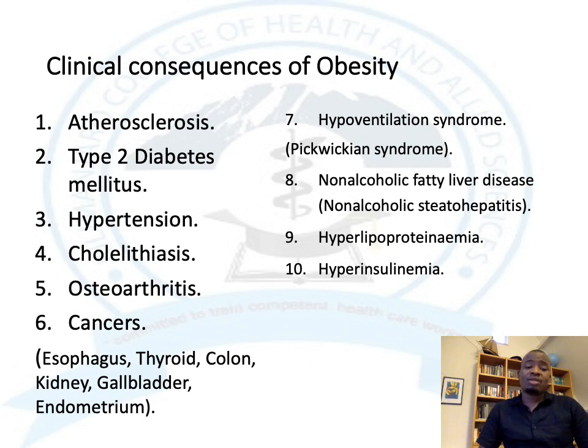Clinical concerns of obesity: it can cause atherosclerosis, hardening of the blood vessels; type 2 diabetes mellitus because of insulin insensitivity; hypertension, with narrowing of the blood vessels; and cholelithiasis, because someone who is fat is more likely to form gallstones. Also osteoarthritis, a problem in the joint which is not caused by inflammation but by disorders in the joint because of obesity and overuse of the joints.